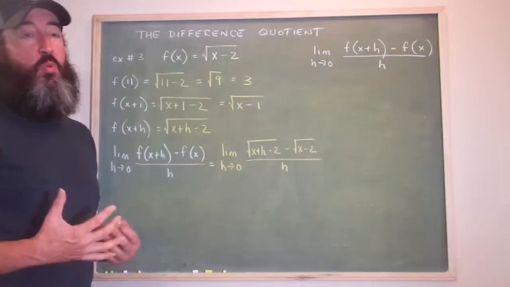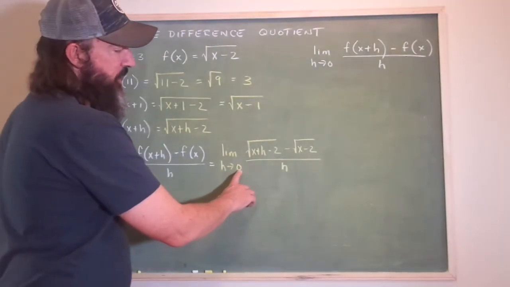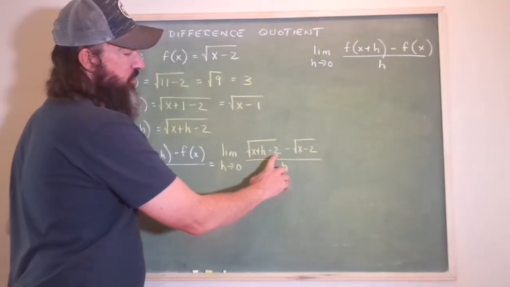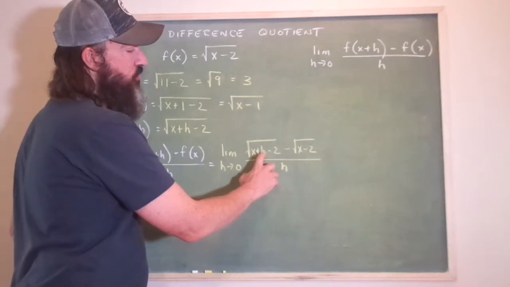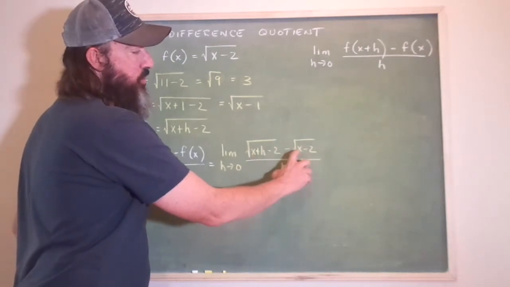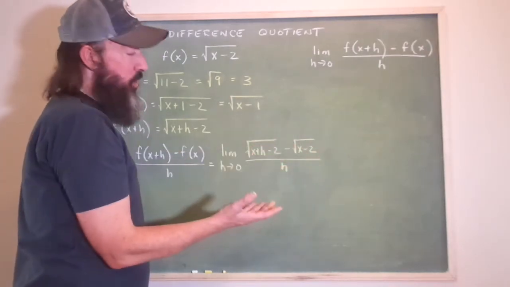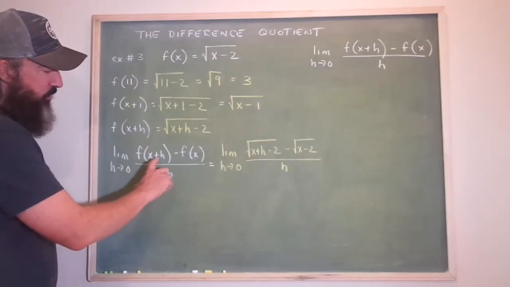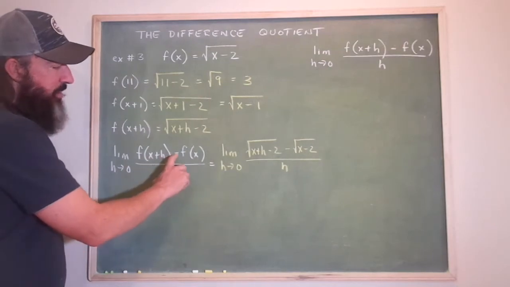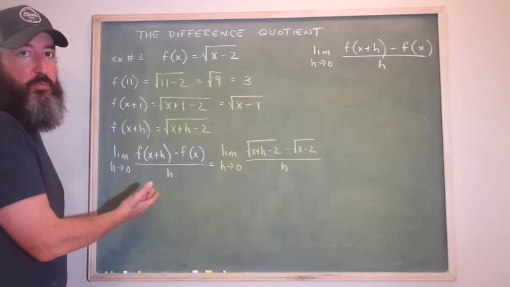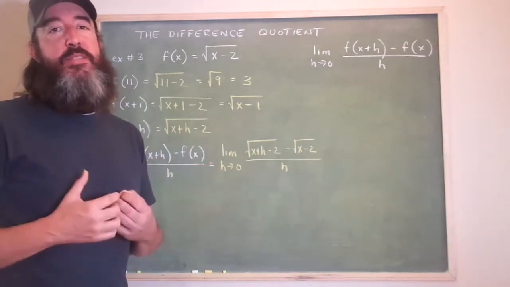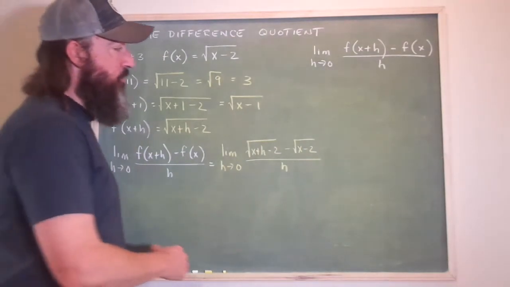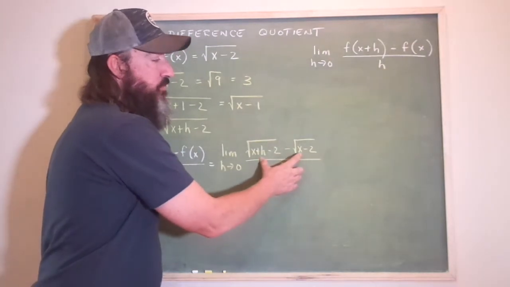Well, notice if I plug 0 in for h right now, inside this radical would be x plus 0 minus 2, or it would just be radical x minus 2. Radical x minus 2 minus radical x minus 2 would be 0. This would be 0 over 0. And that always happens with the difference quotient. If you plug 0 in for h, you get f of x minus f of x, you get 0 over 0. So we need to do something to this to get something to divide out in the numerator and the denominator. I'm going to try multiplying by the conjugate of the numerator.